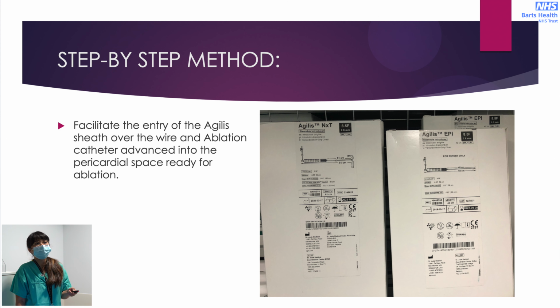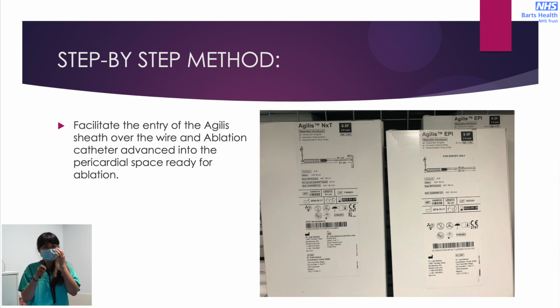So for those of you who don't know, there's an epicardial Agilis catheter. It is shorter than your femoral Agilis catheter. It's 61 centimeters. Yeah, it would say EPI here, epicardial. I think it's just 51 or 41. This is 61 centimeters.